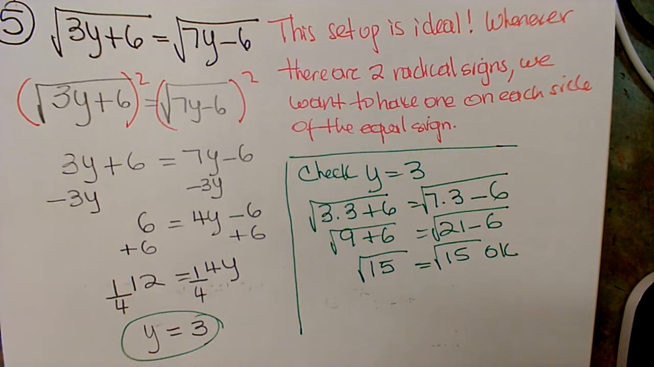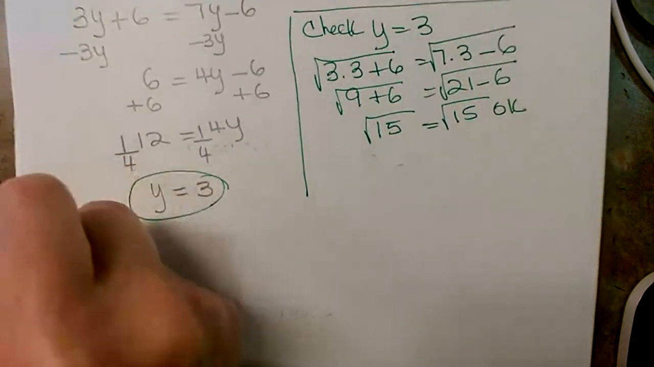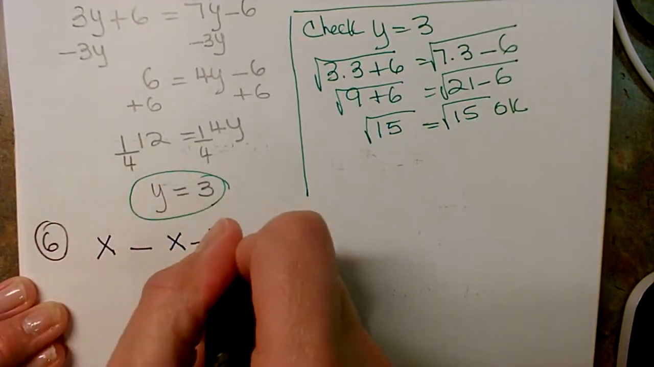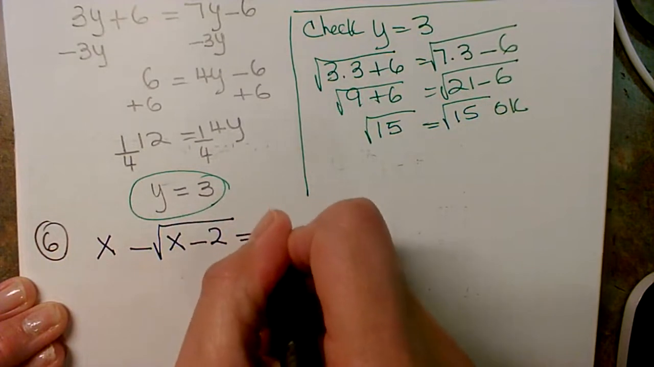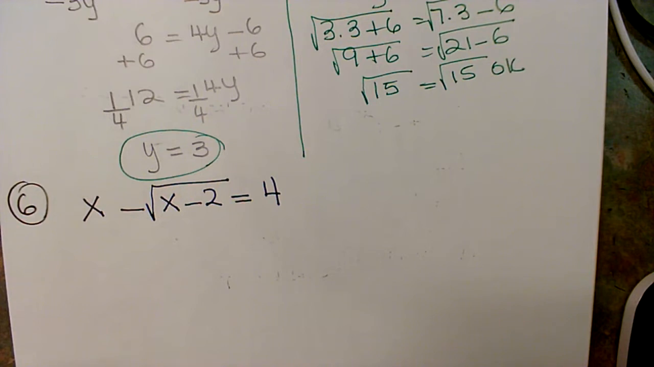Now let's do one where we need to isolate the square root. Square root of x minus 2 equal to 4 minus x. We need to isolate the radical first. Then we square.